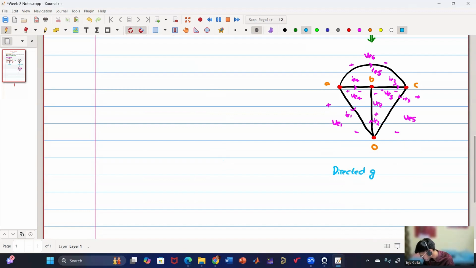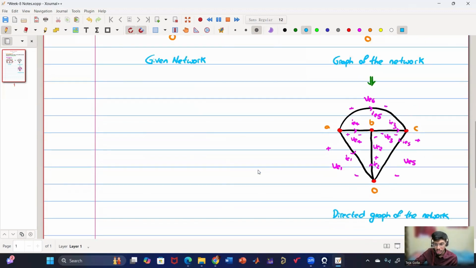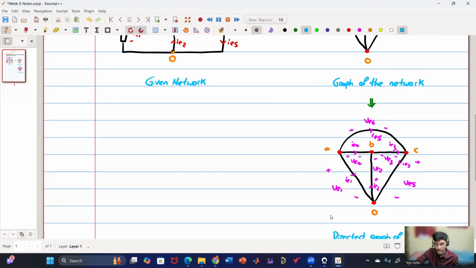Directed graph of the network. So graph means it doesn't have any information, whereas a directed graph, on the other side, has all the information. Now looking at this, I know that there is a circuit element from A to B, which is carrying a current of IE4 with a voltage VE4.